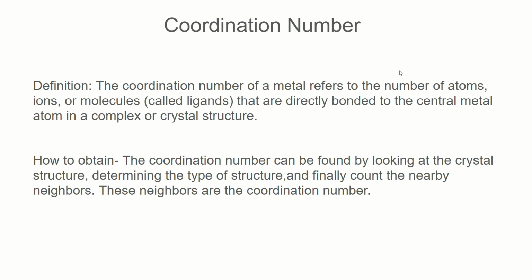The coordination number of a metal is the number of atoms, ions, or molecules that are directly bonded to the central metal atom in a complex or crystal structure. The way we find the coordination number is by looking at the structure of the crystal, determining the type of structure it is, and counting the nearby neighbors. This is known as the coordination number.